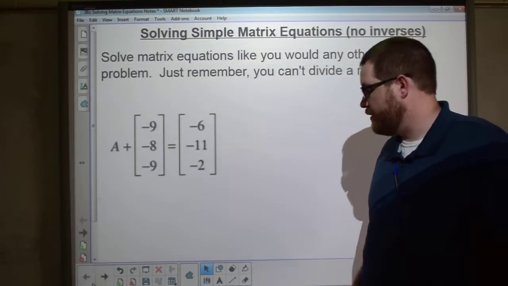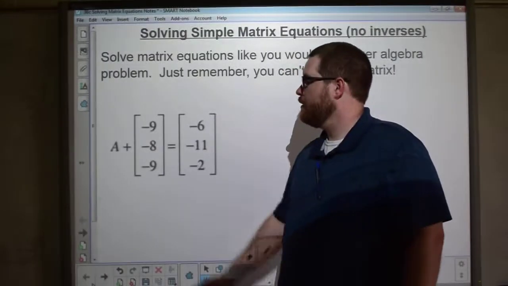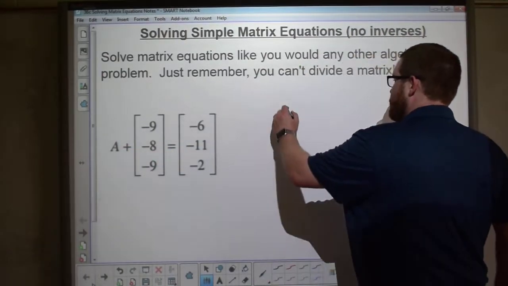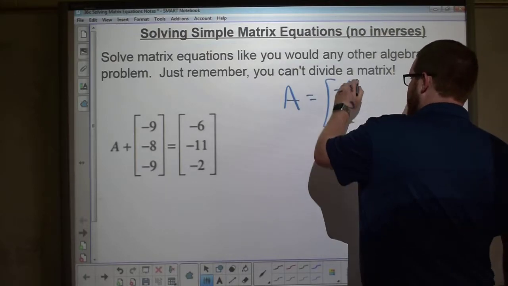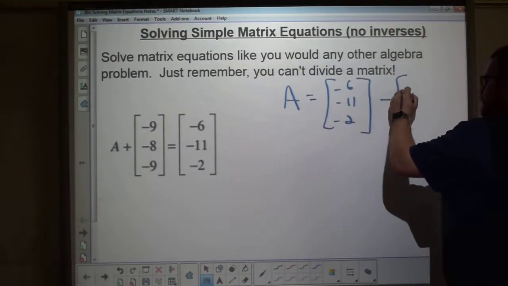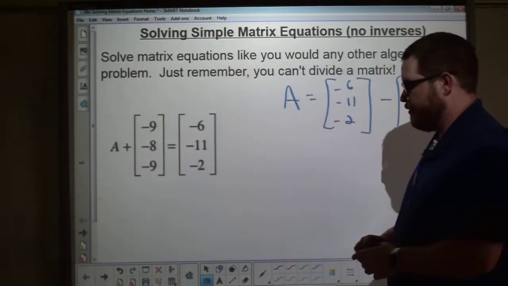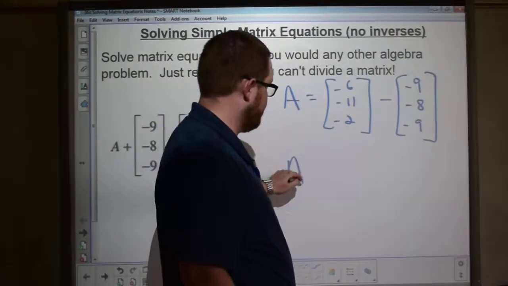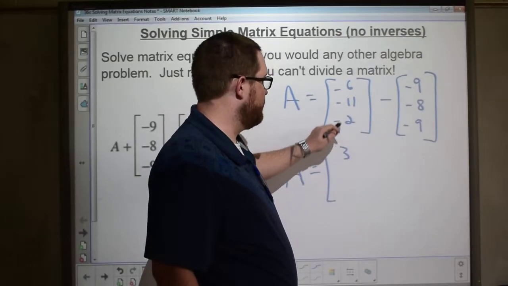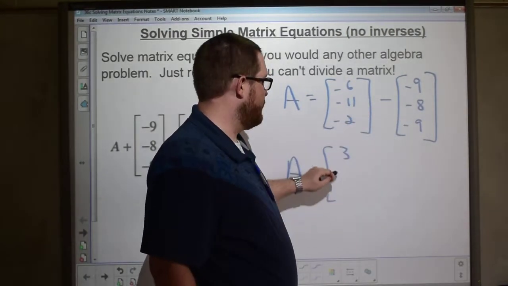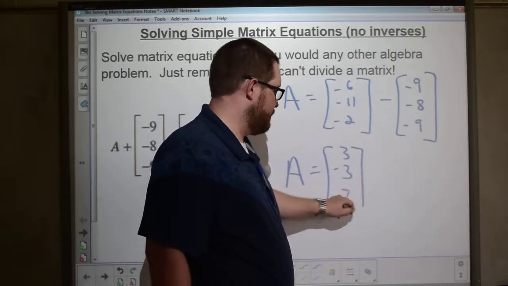For simple ones like this, if I want to solve for matrix A, I need to get rid of this matrix right here. Well, it's being added, so I'll do what I would do for a regular algebra problem. I will subtract the matrix to the other side. Well, that's easy enough. But be very careful that you watch your sign. -6 minus -9 is +3. -11 minus a -8 is a -3. And -2 minus a -9 is a +7.